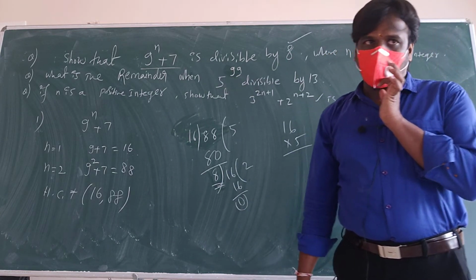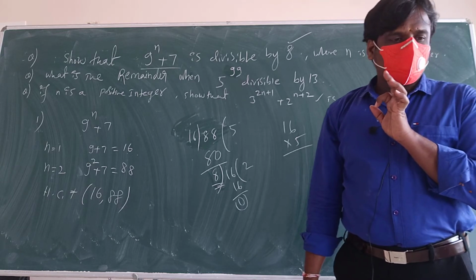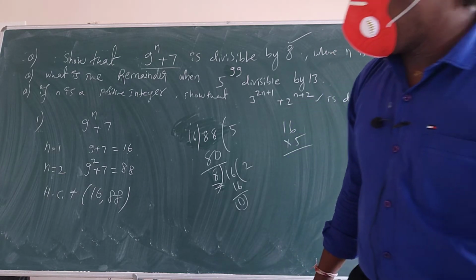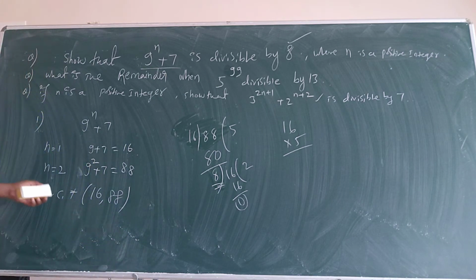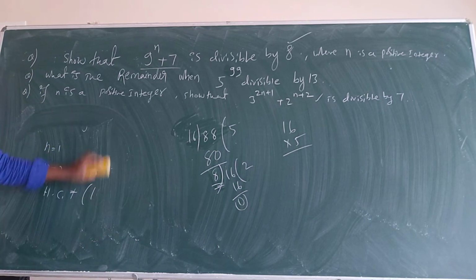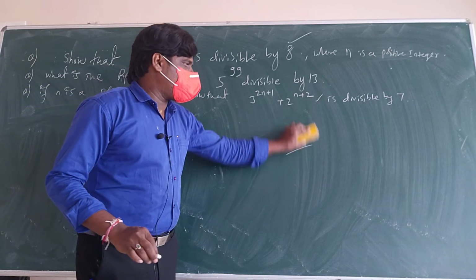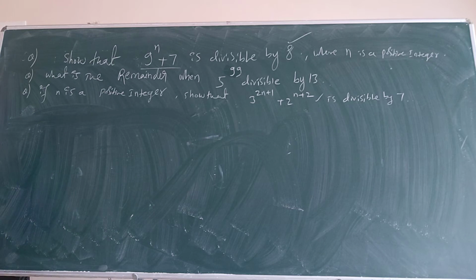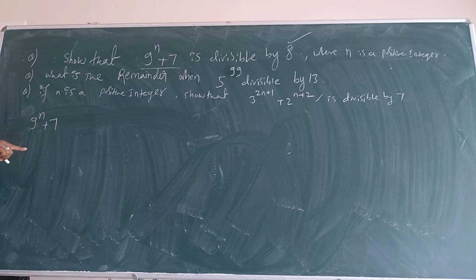Do you want the binomial method? If you want, I will explain the method also. See, for JEE purpose this is enough. For boards you don't have this topic in class 12th, so no need of doing this. If you want, I'll explain one question. That is 9 power n plus 7.